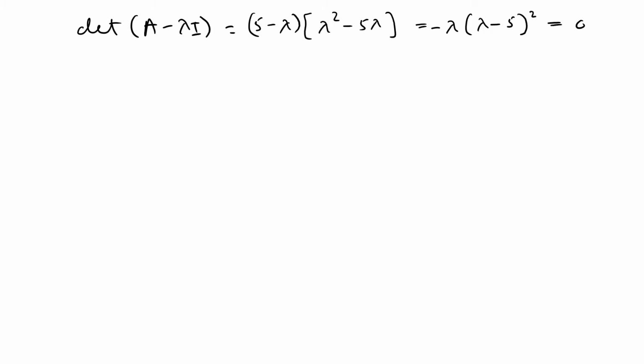Now you set this equal to 0. So the zeros of these are the eigenvalues. So the eigenvalues are lambda equal 0, 5 and 5. We write it like that just to emphasize that 5 repeats. Okay, now what we can do is a shortcut method.